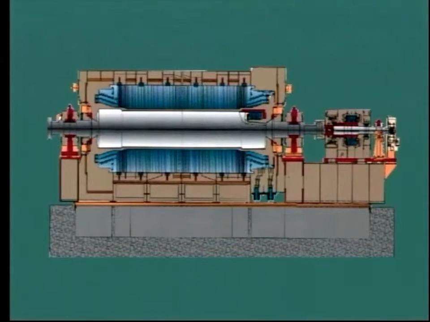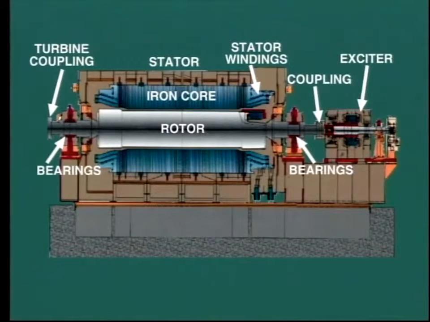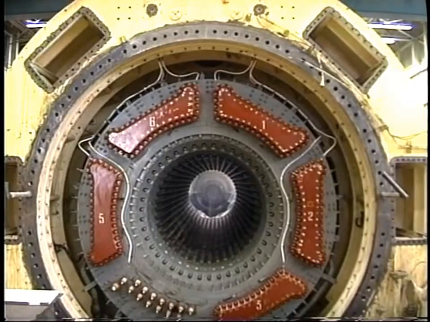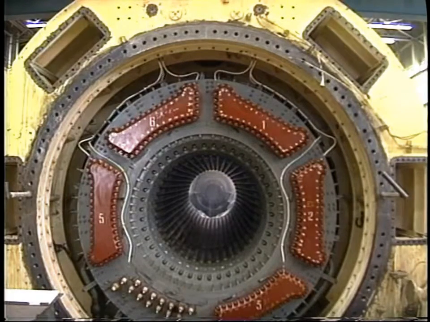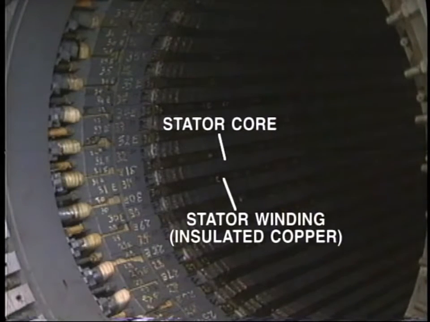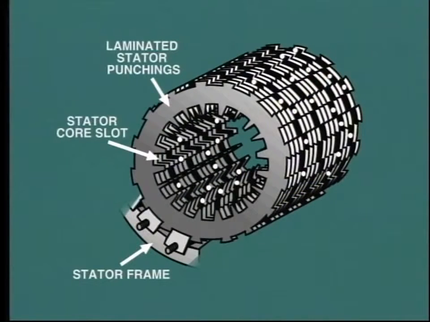This diagram shows the major components of a typical generator, including the stator, iron core, stator windings, rotor, bearings, coupling to the turbine, the exciter, and exciter coupling. The stator is anchored firmly to the concrete bed. The electricity is actually produced in the stator winding, which is the stationary winding which is supported by the stator frame. The stator winding consists of insulated copper conductors which are embedded in the slots of the stator core. The slots run end to end.